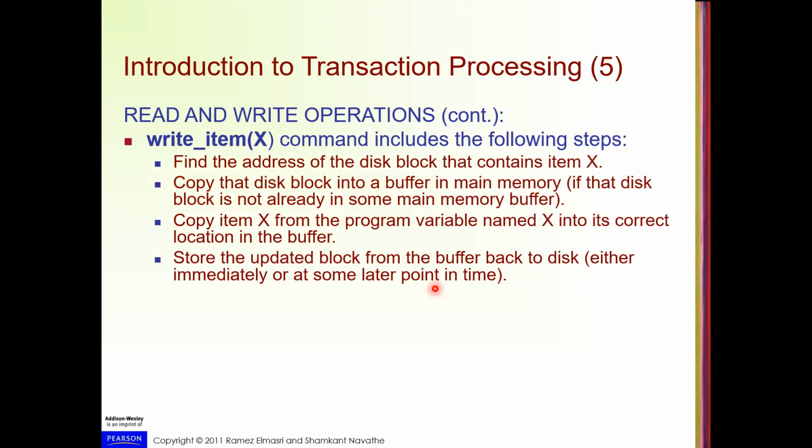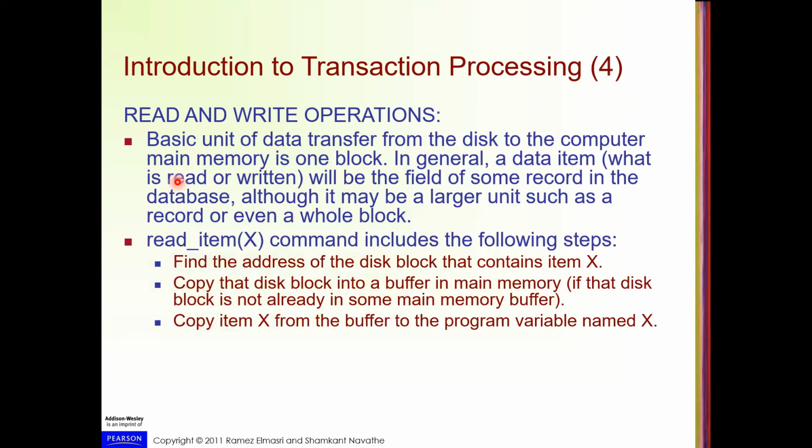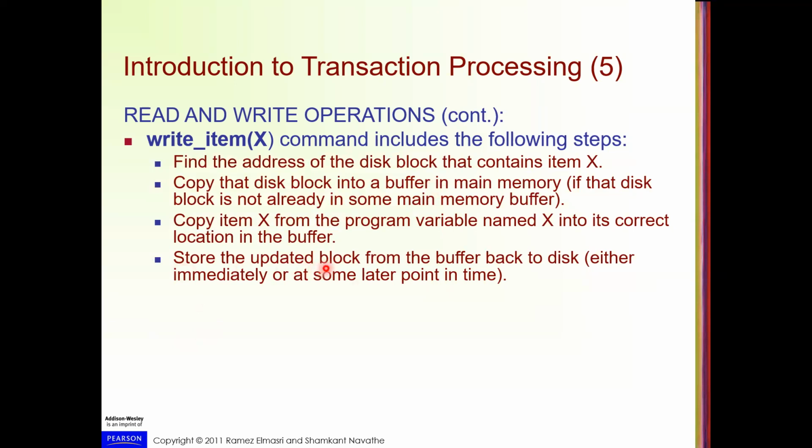Writing X. Now, we need to find the address of the disk block that contains X, then read it, and update the block from the buffer. If you see here, point 2 and point 3 are the same as we have done in the reading process. The additional thing you have to do after you read is one more thing. What is that? Store the updated block from the buffer back to the disk. It can be done immediately or sometime later.